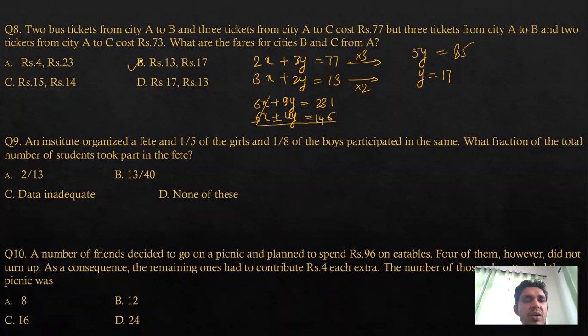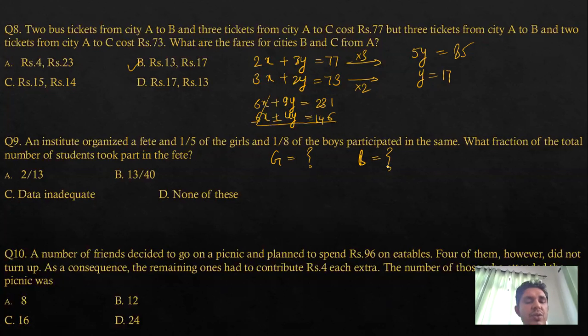The question is, an institute organizes a fete and 1/5 of the girls and 1/8 of the boys participated in the same. What fraction of the total number of students took part in the fete? Right? In the question, it is given that 1/5 of the girls, but the number of girls is not given, right? And 1/8 of the boys, so the number of boys is also not given.